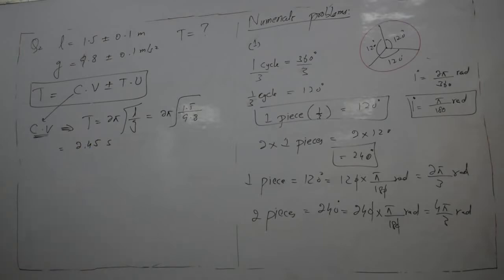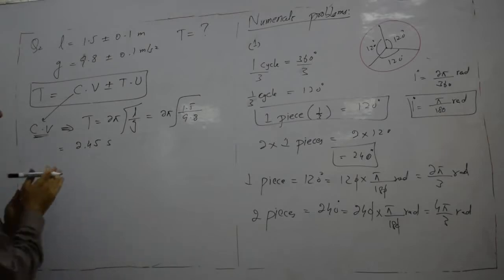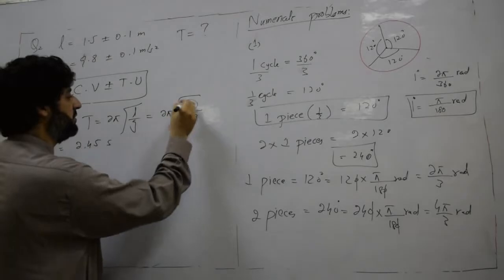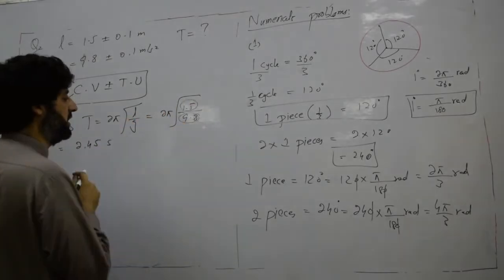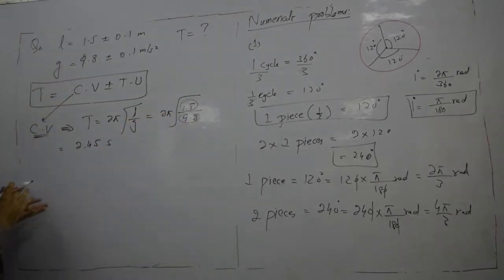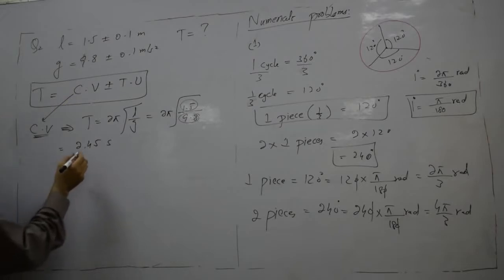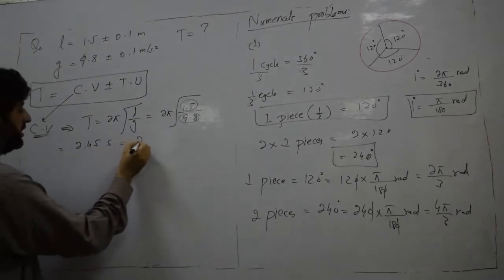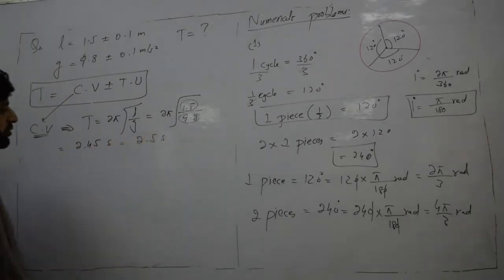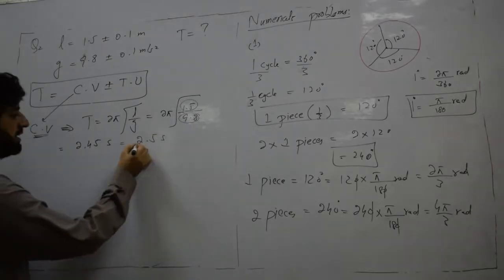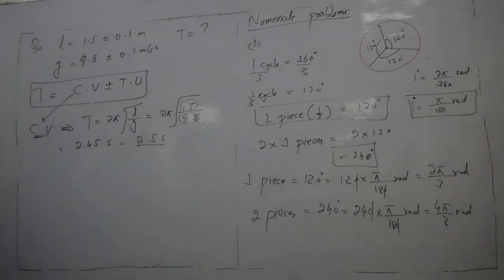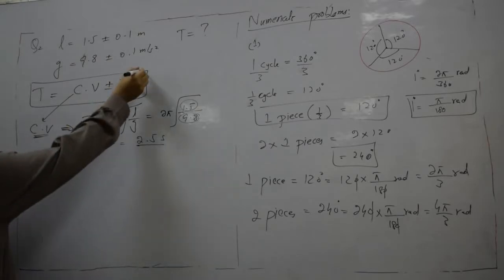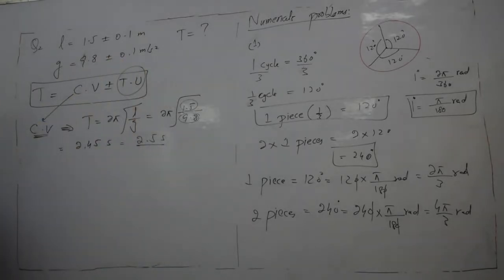Now, for the correct significant figures, there are only two significant figures here. So we have to reduce this figure to two significant figures. So it will be 2.5 seconds. So these are the correct significant figures. Now we have to find the total uncertainty for the time period.